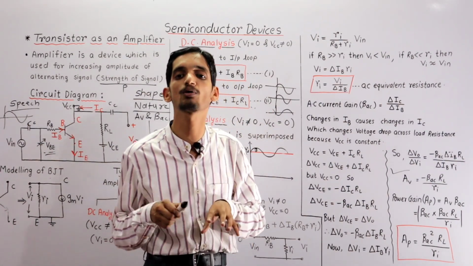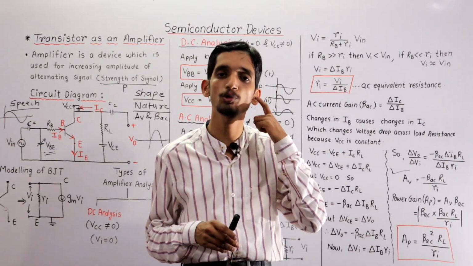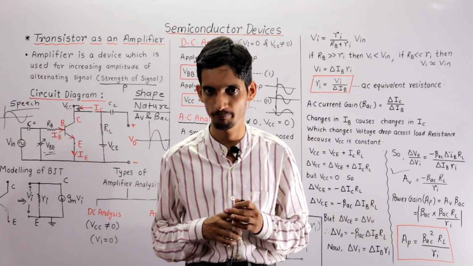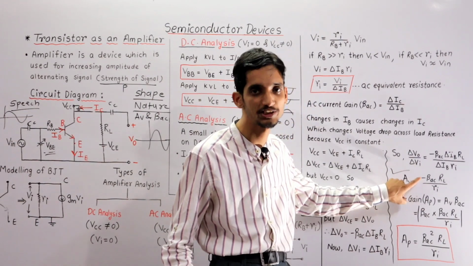So in common emitter configuration, output voltage is out of phase with input voltage. And what is the phase difference? Exactly 180 degree, pi radians. Clear? This is an important point. Minus sign is a catch here.